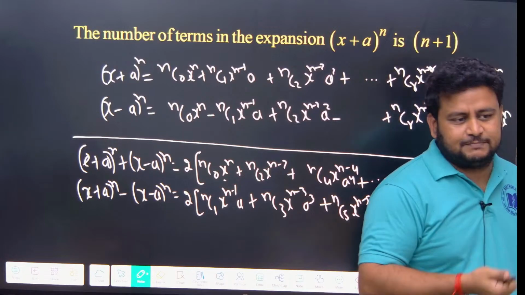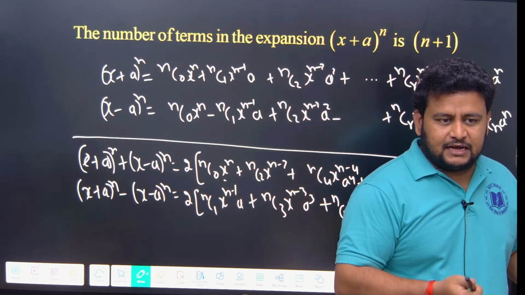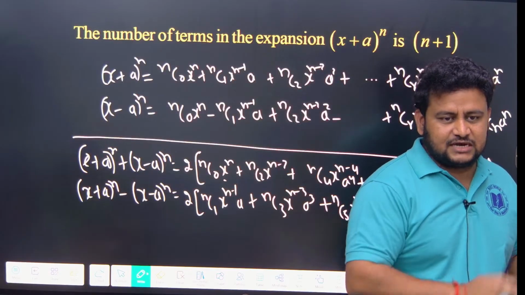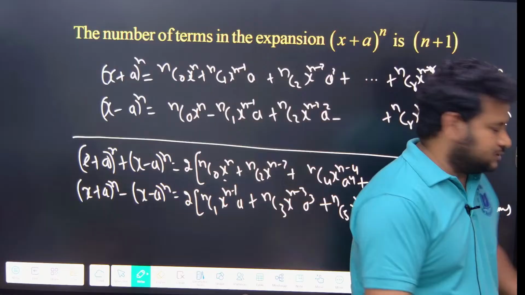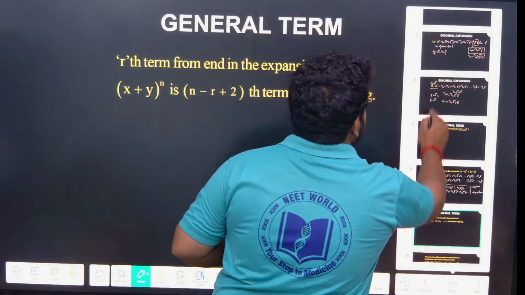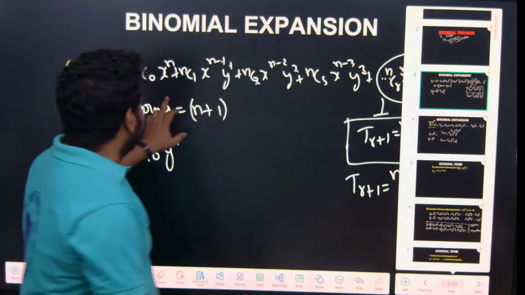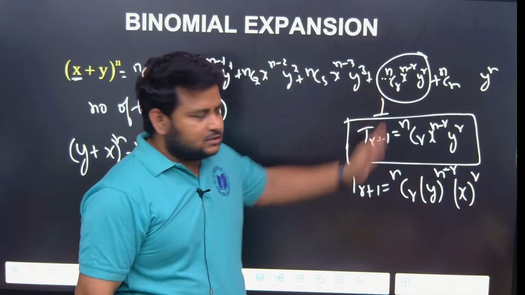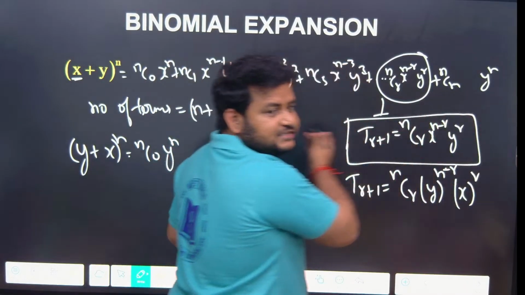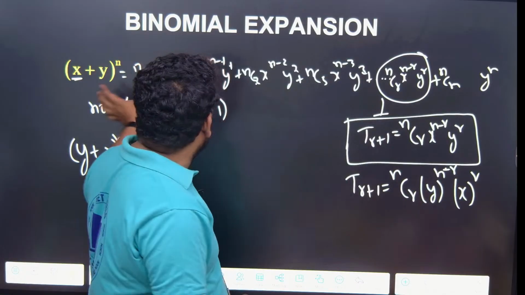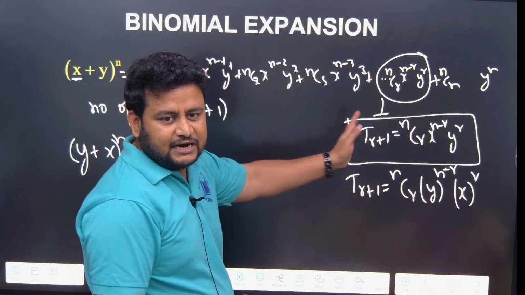The next concept is important for all of you, that is the odd term from the end. Focus. See here, x plus y to the power of n, from the beginning we will get this odd term. If we start from the end, they will ask what is the odd term from the end for x plus y to the power of n.